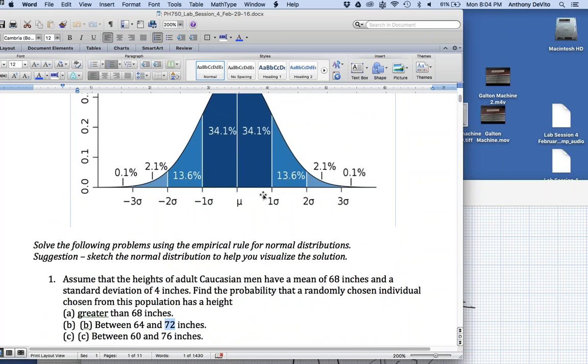And if I had asked you what percentage of the population is more than 76 inches tall, it would also be 2.5%.